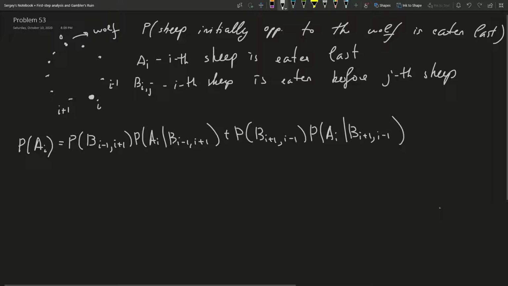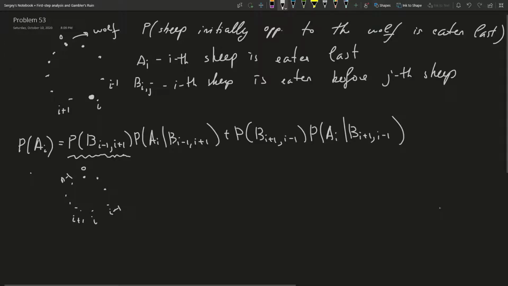Okay. So now let's focus on each of these terms individually. So we'd like to compute the probability that the I minus first sheep is eaten before the I plus first sheep. So let's draw our circle again. So let's say here we have our circle. Here's our ith sheep, I minus first, I plus first, and this is our n minus first, and the 0th, since we have n total entities here.